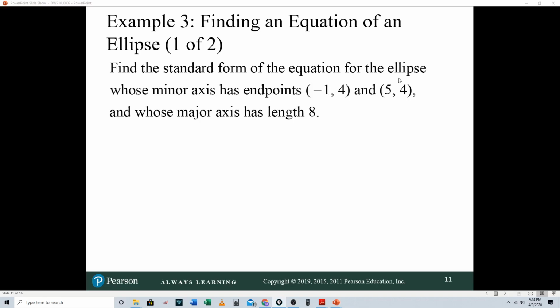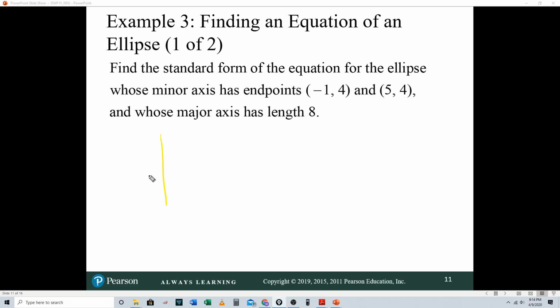From the standard form of the equation for the ellipse, whose minor axis has endpoints of (-4, 5) and (4, 5), and whose major axis has length of 8. So we know the major axis length is 8, and we have the minor axis. So we have the major axis and the minor axis. Draw this out as best we can.